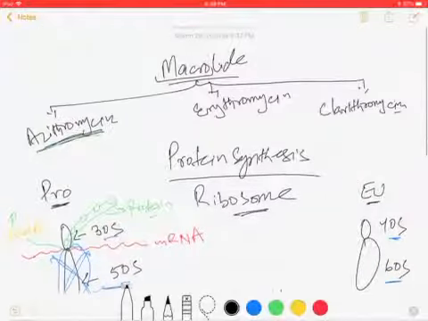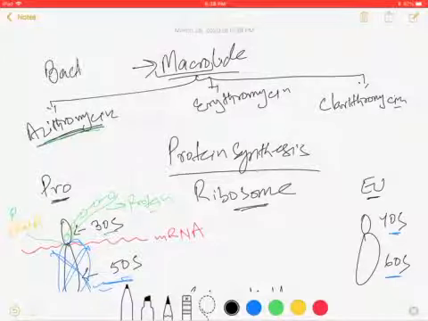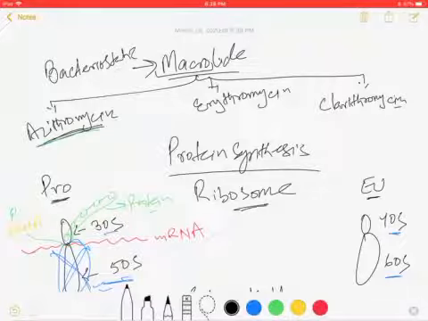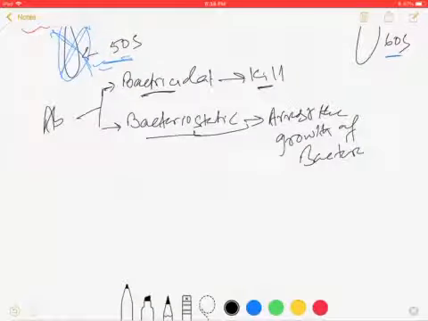Your macrolides are bacteriostatic. It's not bactericidal, it's bacteriostatic. So bactericidal kills faster, but your macrolides are bacteriostatic, so it does arrest the growth, so it does kill the bacteria, but rather a little slowly.